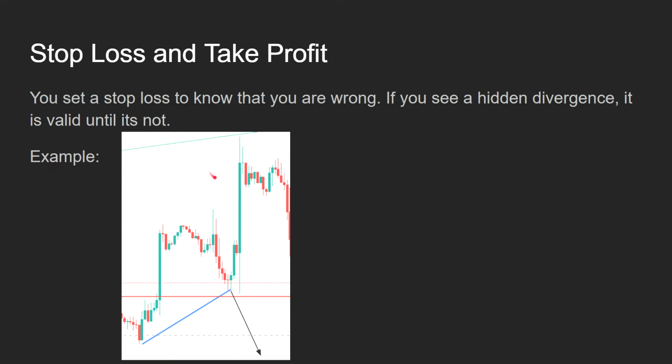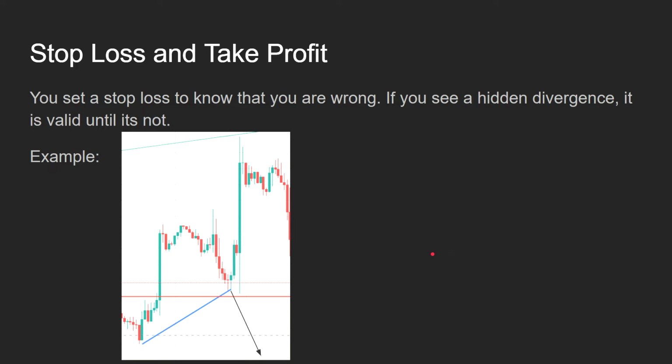So now you're asking, okay, well, where do I place my stop loss? I said before, you want to place it where the bottom of the divergence peak was, so down here, right? But the reason you have a stop loss is to know that you're wrong. The reason you put a stop loss at a certain place is because if price goes there, that means your trade is no longer valid and you're wrong.